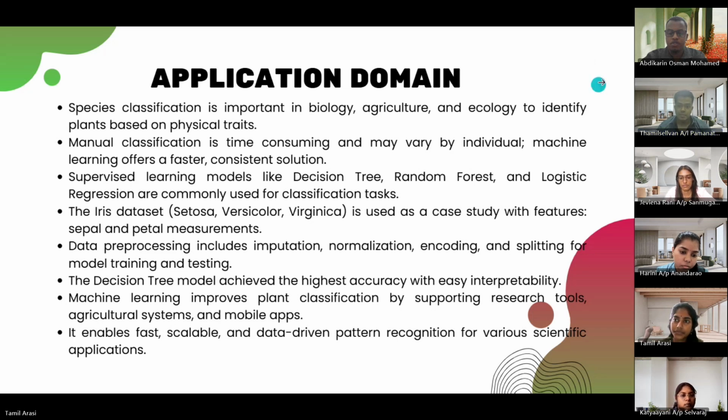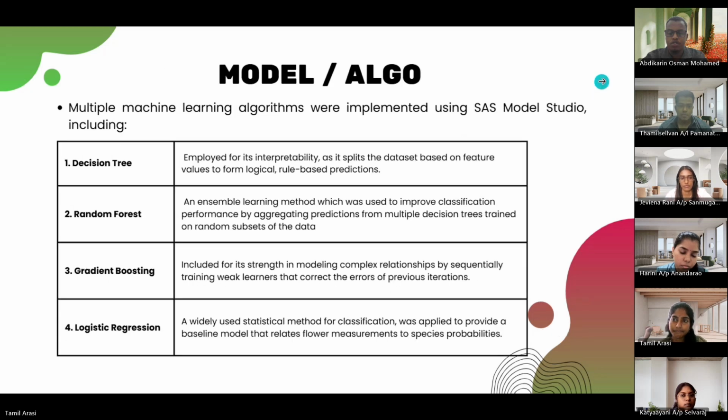Next slide. Okay, thank you, Thomas Selvan. I shall continue with presenting the model and the algorithm used to develop the project.